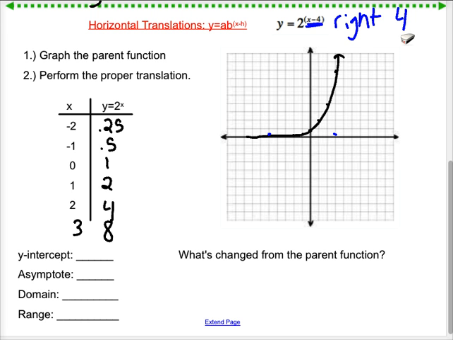1, 2, 3, 4 for each point. So you should get that. So again, make sure you remember that X shifts in the opposite direction. Very simple mistake to make.